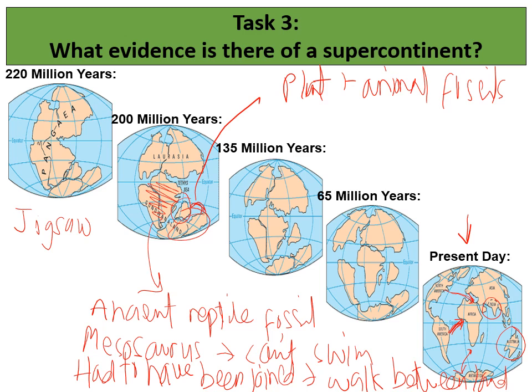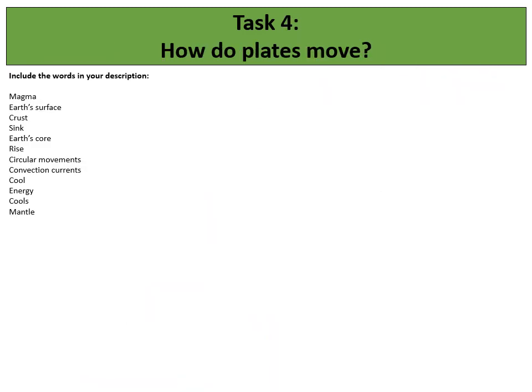So we've seen how Earth has changed over time, we've got evidence to back it up, and now we need to know how Earth changes over time. So this leads us on nicely to look at convection currents. So what are convection currents? Well, convection currents are movements that happen in the mantle that encourage plates to move either away from each other or towards each other. So how does this work?